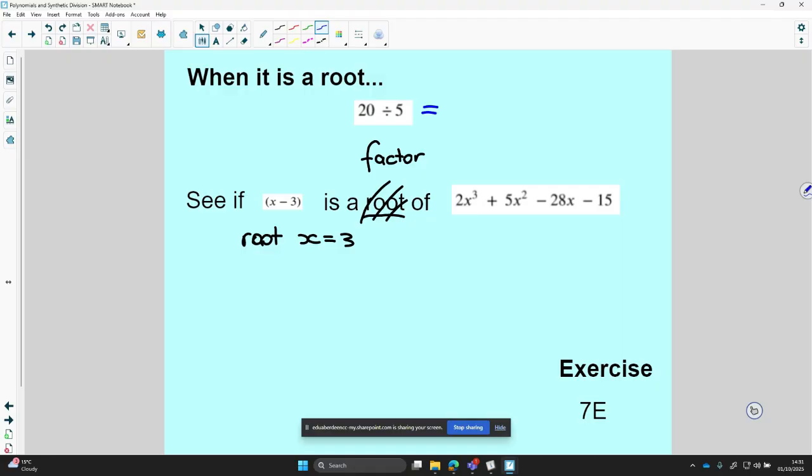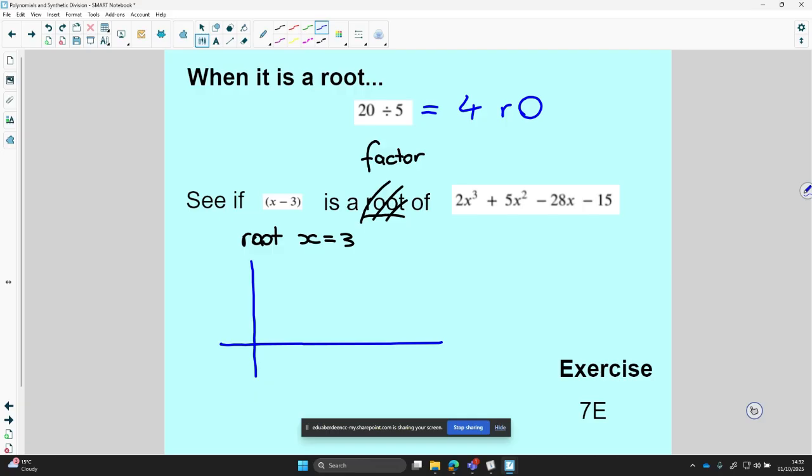20 divided by 5 would be 4 with a remainder of 0. We need to use that knowledge. If I do my division, I should get a remainder of 0. That's how I know it is a factor. Okay, so I set up my table straight away.